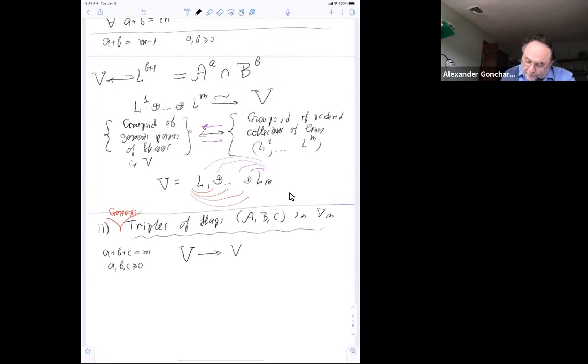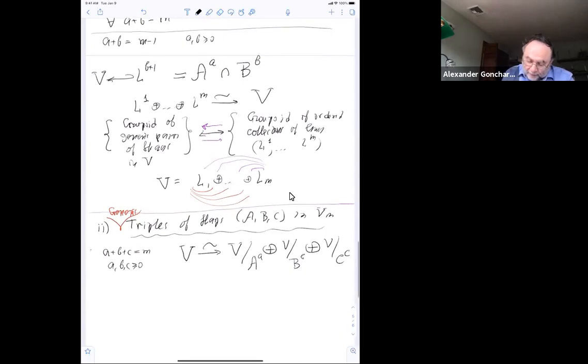we have V mapped to three quotients: V by F_a, V by F_b, and V by F_c. You can do this for any triple a, b, c, and the condition is that this map to the direct sum is actually an isomorphism for any such triple of numbers. It looks like a natural definition, but I want to warn you that this is not the only possible definition.